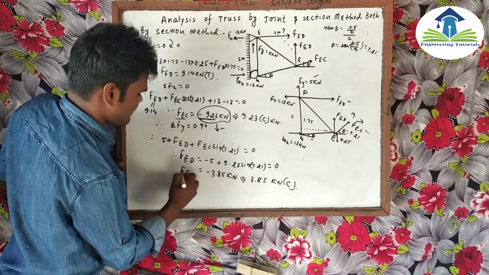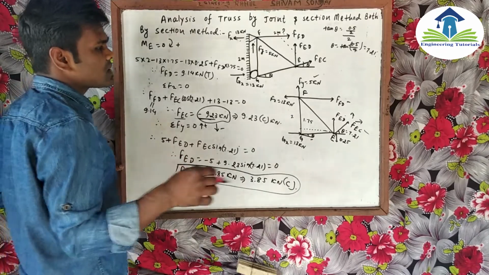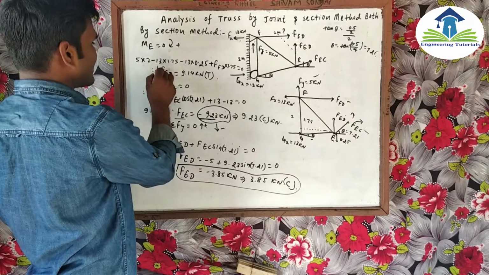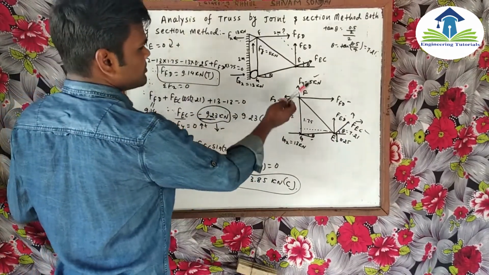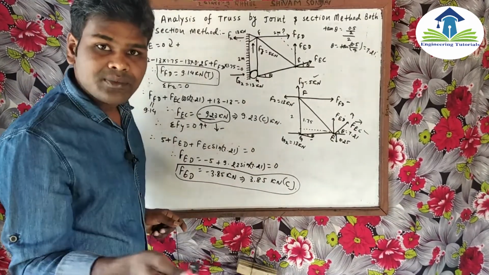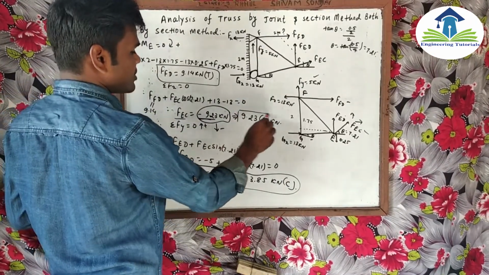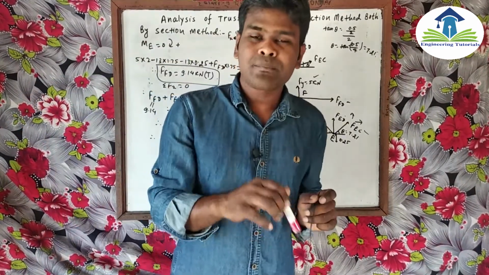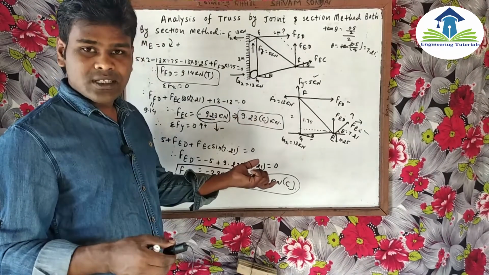So in this way we have calculated all three forces. The value of FFD is 9.14. The value of FED is 3.85, a compression force. And the value of FEC is 9.23, which is also a compressive force. So in this way, by the section method, we can calculate very easily with this process.